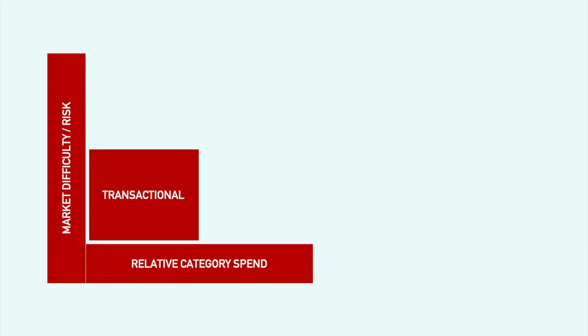Let's start with categories that would be placed in the lower left quadrant, low in relative spend and low in market difficulty. These are classified as transactional categories.